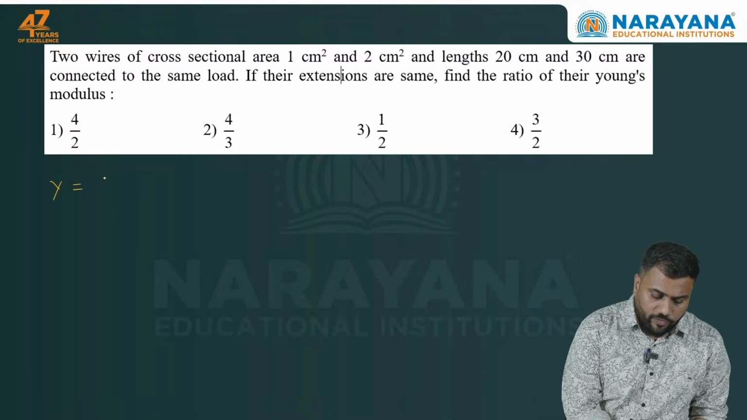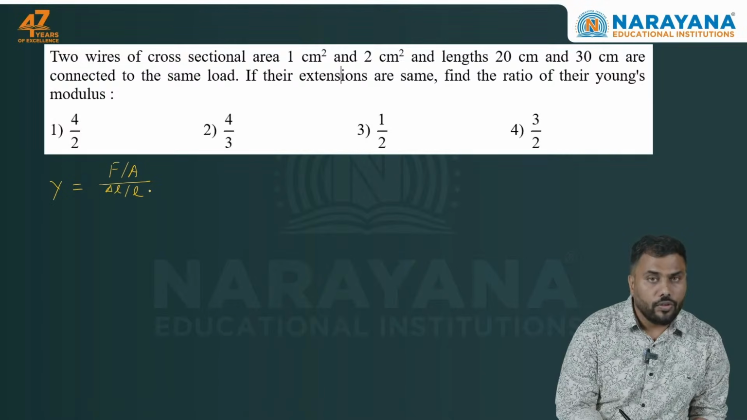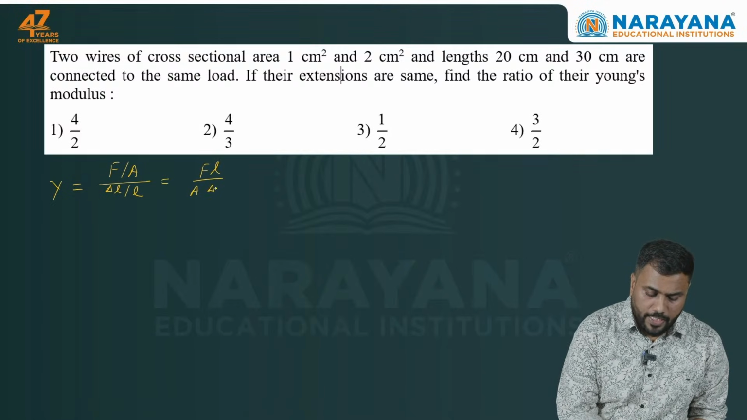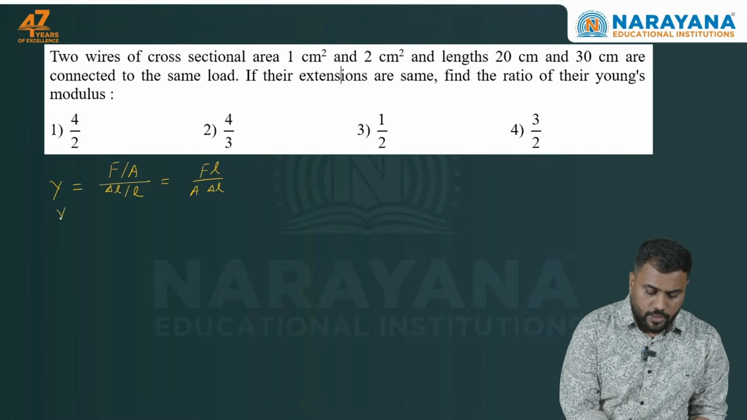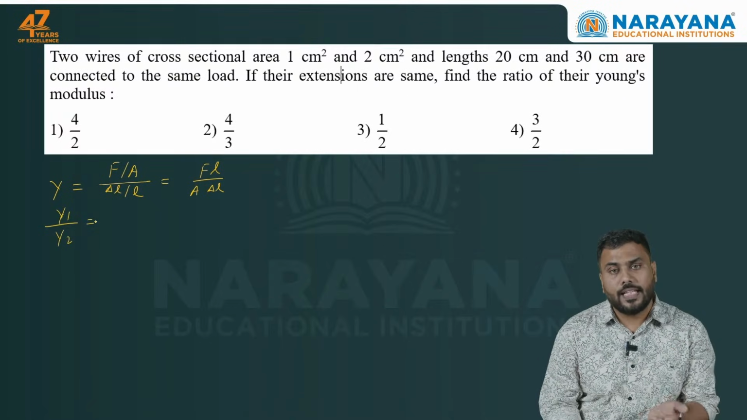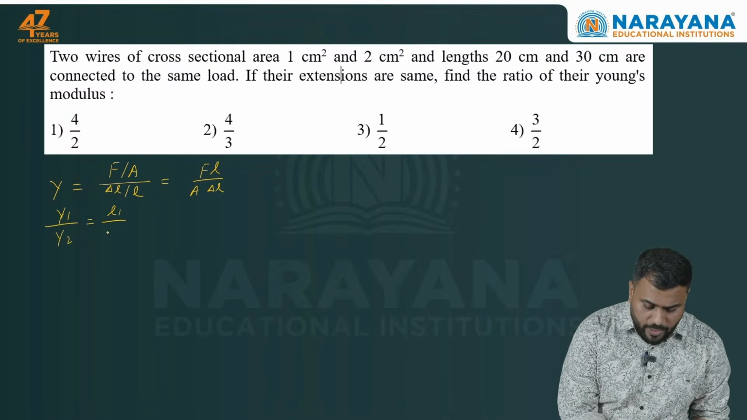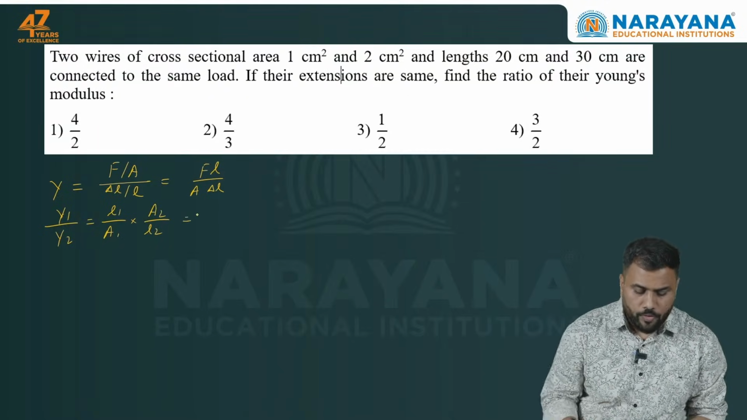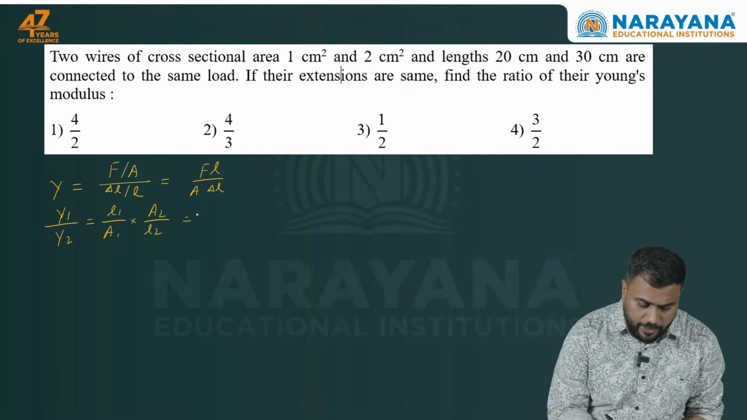The Young's modulus of a wire is given by the stress, which is going to be force by area, divided by strain, which is change in length of the wire divided by length. So this is F into L by A into delta L. So the Young's modulus ratio of the two wires, because force is the same and change in length is the same, is going to be L1 by A1 multiplied with A2 by L2. So I just need to put the ratios of length and ratios of area.